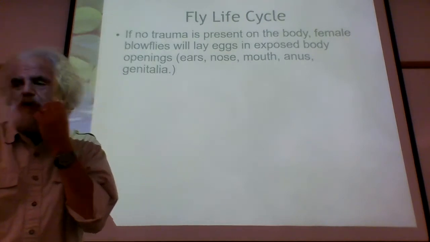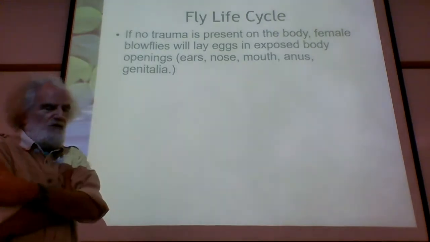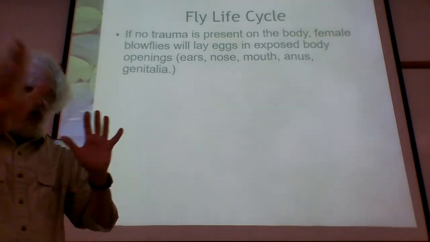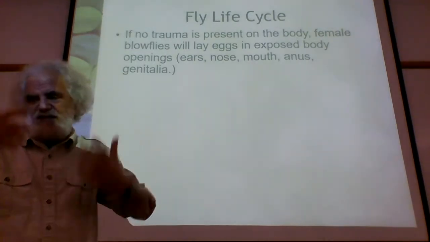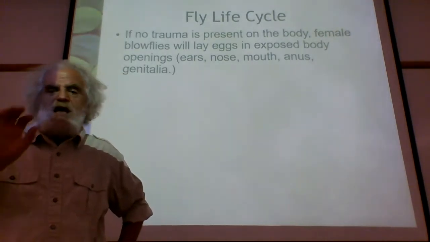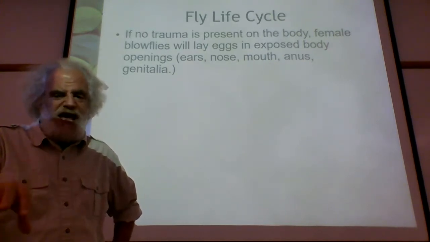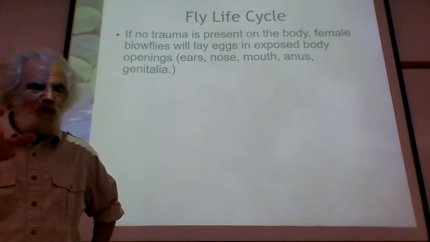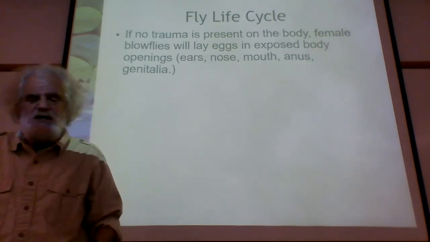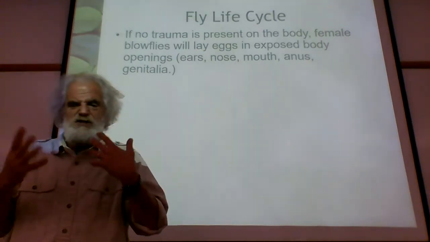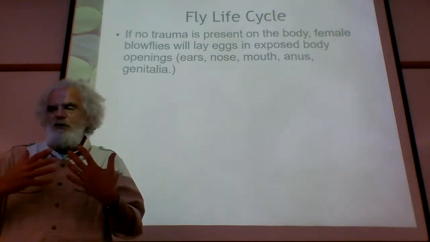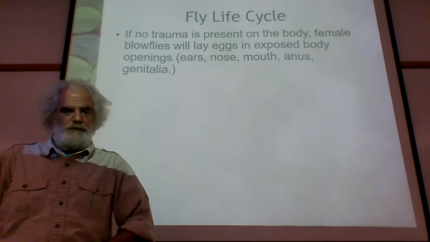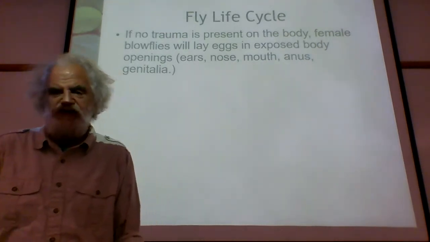Okay, so the fly life cycle becomes a critical point. And there's a paper I'm going to be giving you that has an exercise that gives you some of the times, and this is how you begin doing it. The females lay eggs, and they typically lay the eggs in exposed body openings. They don't lay them on the surface of the skin. So you get into ears, the nose, the mouth. Depending on the coverage, you could have them in your anus and genitalia.